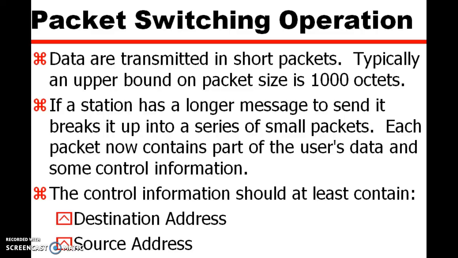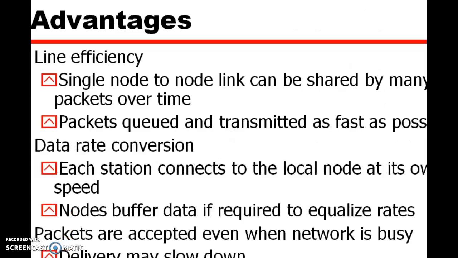Now, how does its operation work, means how is packet switching operated? Data are transmitted in short packets, and the packet size is roughly 1000 octets. If a station has a longer message to send, it breaks it up into a series of small packets. Each packet contains part of the user's data and some control information. The control information should at least contain the destination address and source address.